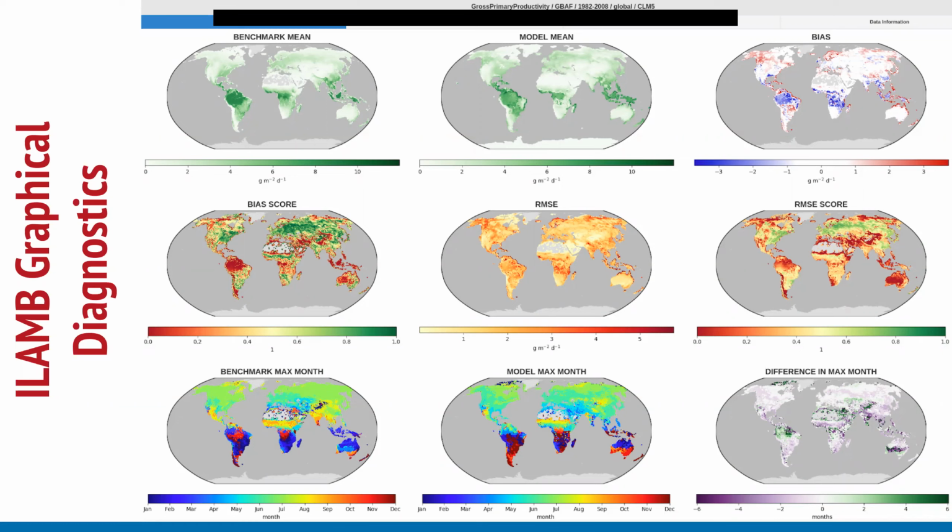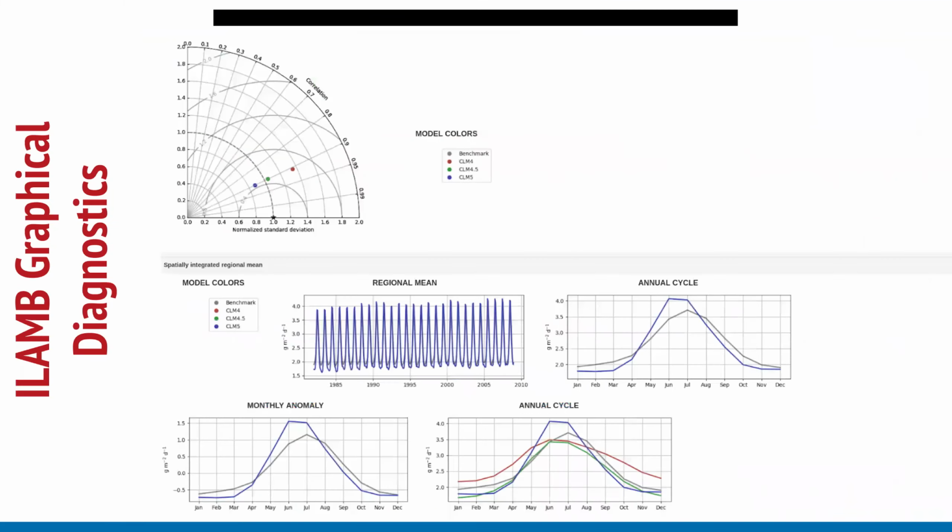We can score that bias overall using a function for computing scores. We can calculate an RMSE difference between the model and the benchmark and score the RMSE. We can look at the maximum month. So looking at the phasing of GPP globally, we can find the maximum month from the benchmark and then the maximum month from the model and look at the difference between those two in order to gauge the performance of the model. This diagnostic at the top is a spatial Taylor diagram, and you can see points for each of the three models there around a 0.9 correlation.